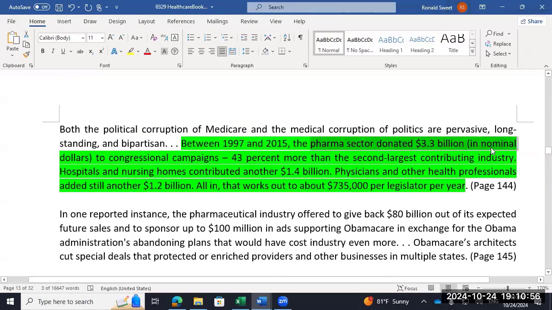Again, pharma's donating money, 43% more than the second largest contributing industry. If you want to put this on their fraud, hospitals and nursing homes contributed 1.4 billion, physicians and other professionals 1.2 billion. This industry donates, this is a few years ago, $35,000 per legislator per year. You almost want to run for Congress just to get to 735. You'd have to pay for your election, but at least you don't have to worry about paying for campaigning.